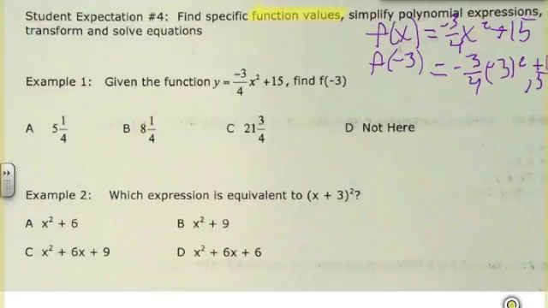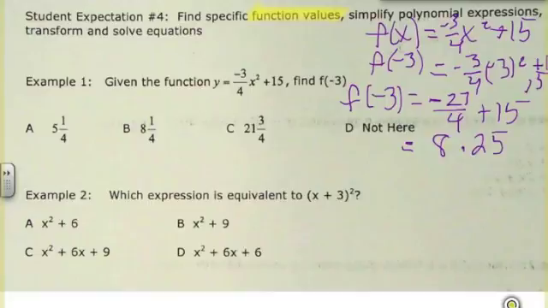Then we just need to square the negative 3, which would be 9. And we can multiply this out in our calculator. Negative 3/4 times negative 3 squared comes out to negative 27/4 plus 15. When I plug that into the calculator, what does that come out to? Can y'all help me out with that? Positive 8.25.